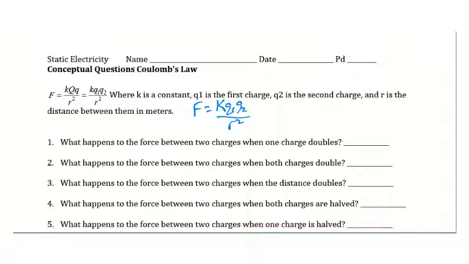What happens to the force between 2 charges when one charge doubles? So one of the charges doubles, so let's say that's Q1. Put a 2 in. What happens to the second charge? Well, it doesn't say anything, so I assume it stays the same. What happens to the distance between them? It doesn't say anything. I assume it stays the same. So it's going to double, because 2 times 1 over 1 is just 2. Why don't you go ahead and try plugging in each of the scenarios and see what you get, and then we'll go over them.